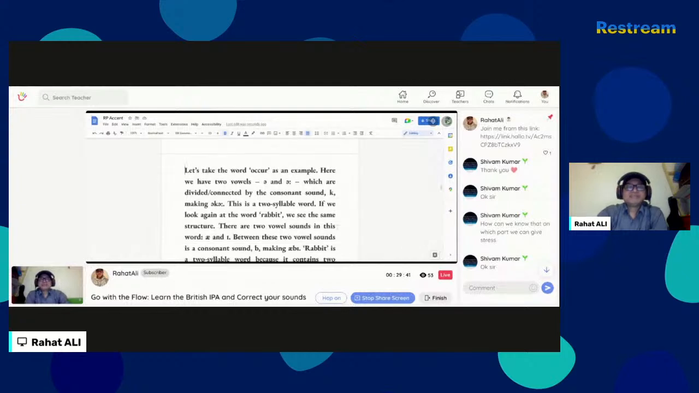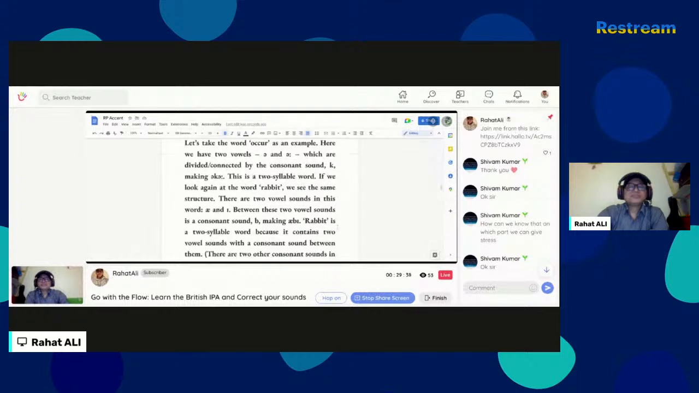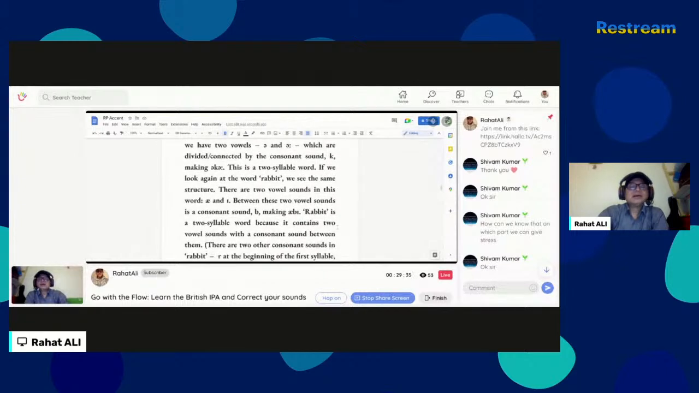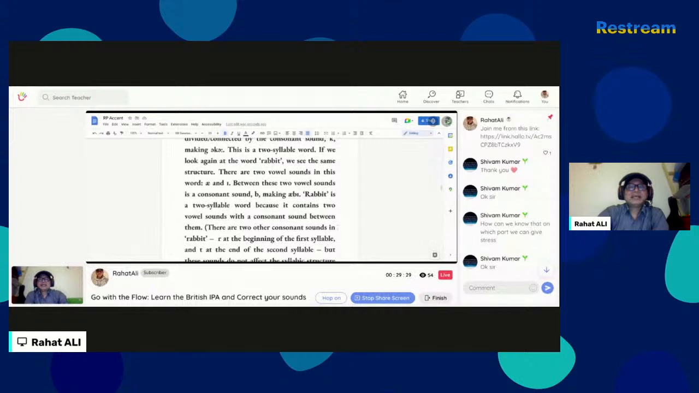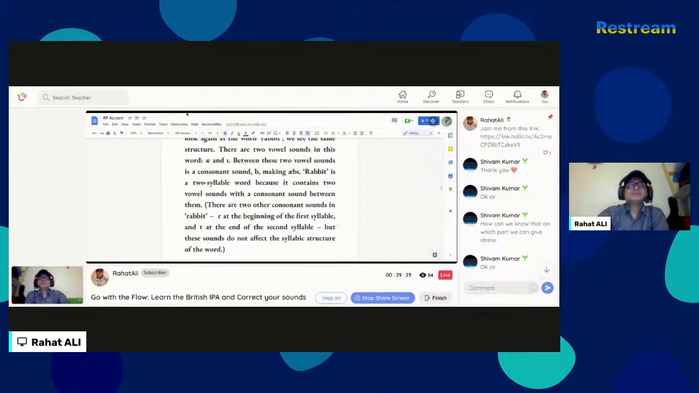If you look again at the word rabbit, we see the same structure. There are two vowel sounds in this word, and between these two vowel sounds is a consonant sound. So rabbit is a two syllable word, because it contains two vowel sounds with a consonant sound between them. There are two other consonant sounds in rabbit, R at the beginning of the first syllable, and T at the end of the second syllable. But these sounds do not affect the syllable structure of the word rabbit.